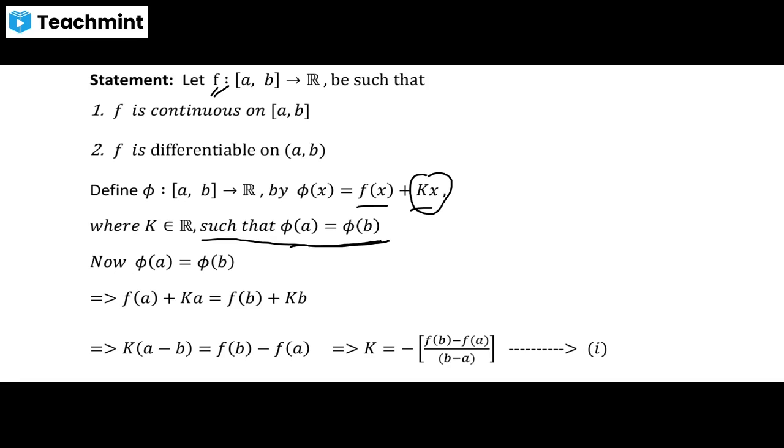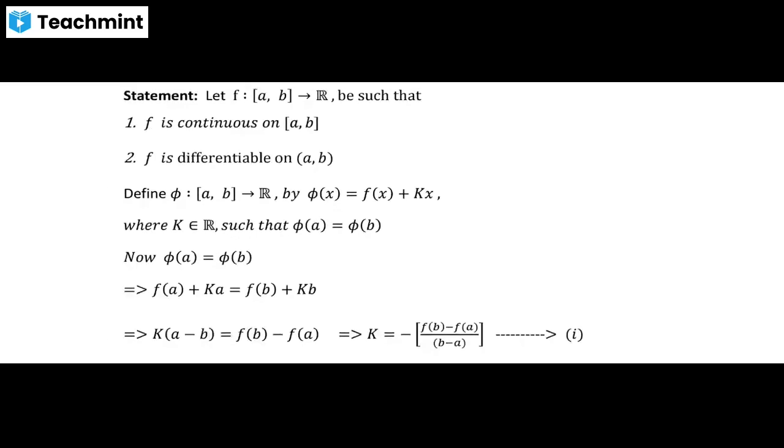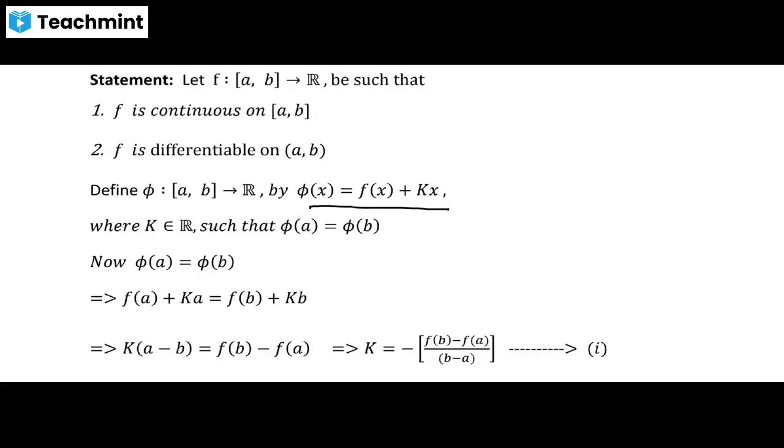Okay. The next immediate concept that comes to your mind is what is the k value? First settle the k value. So how much should the k value be? Now phi of a must match with phi of b. What is the function phi of x? Phi of x is f of x plus kx, isn't it? It implies phi of a means wherever x is there, substitute x equal to a, then you will get phi of a. Phi of a is f of a plus ka. Next, phi of b means f of b plus kb.